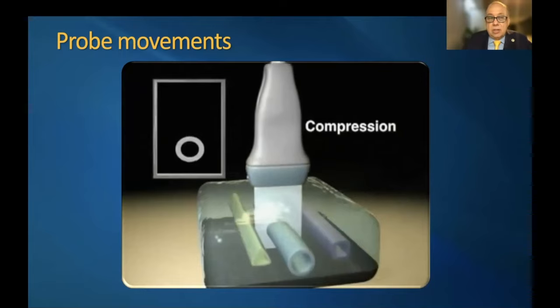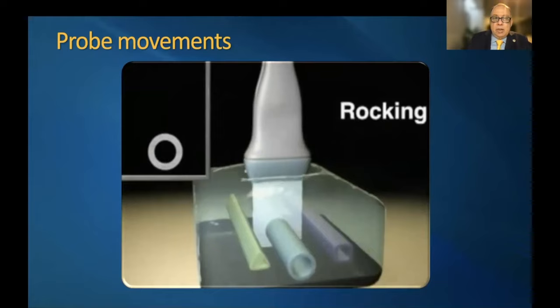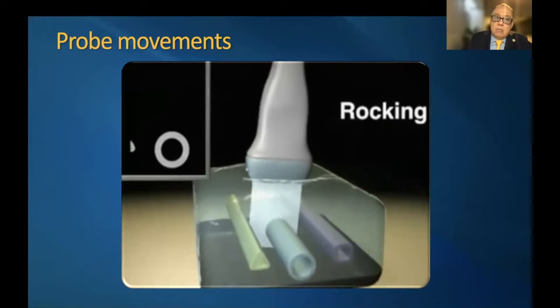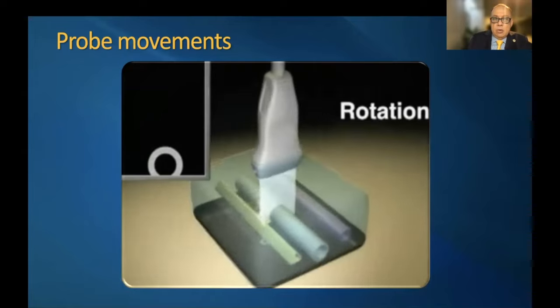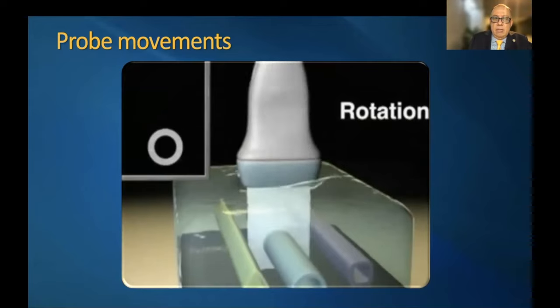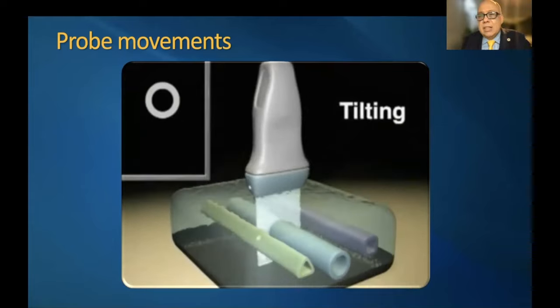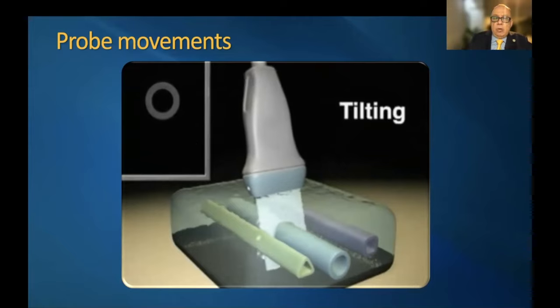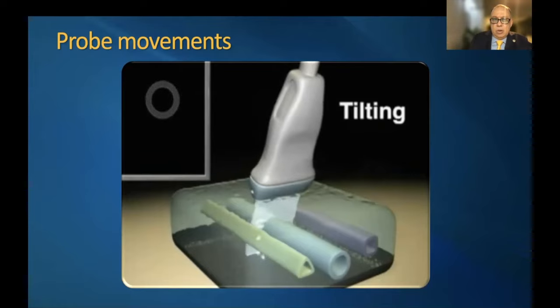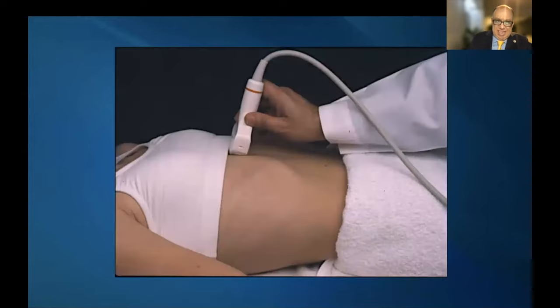Then we can do the compression. With the compression, we get the image closer on our screen. It's very useful to do compression, for example, when studying the peripheral veins. And now we have the rocking. Rocking movement is quite useful when we have a limited acoustic window. So we have the rotation, and we can have transversal and longitudinal views of the structure. And finally, the tilting. Tilting again is very useful when we have limited access, a limited acoustic window. And in each position, we can perform all these movements that we have seen now.